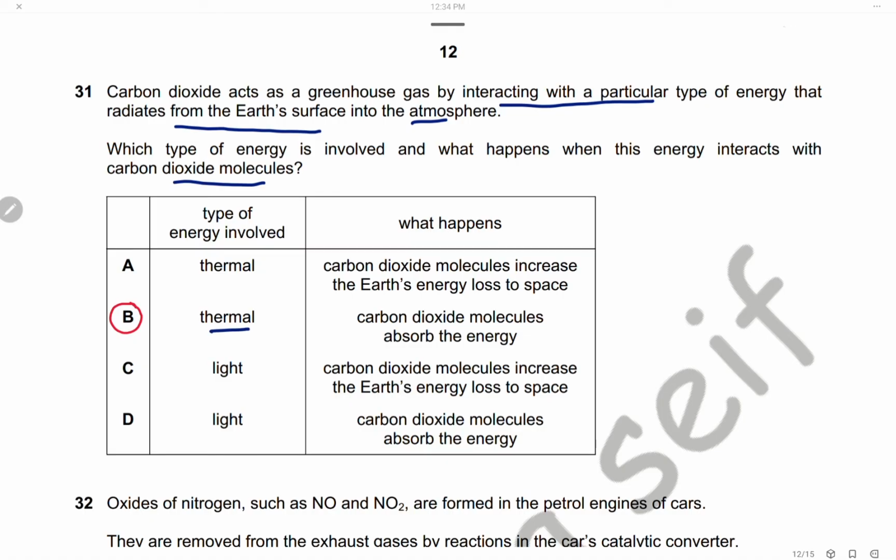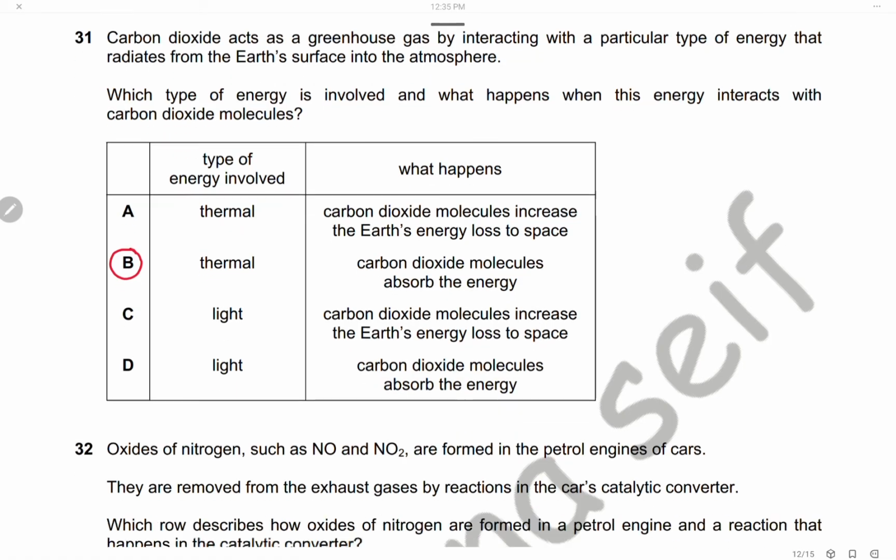When the surface of the Earth absorbed energy from the sun, it radiated back this energy to the atmosphere, and carbon dioxide prevents this reflection back to the atmosphere of the thermal energy because carbon dioxide absorbs this energy. So it will increase the temperature of the Earth's surface, and the answer is B. The type of energy is the thermal energy, and the action of carbon dioxide is to absorb this energy, preventing it from being reflected back to the atmosphere.